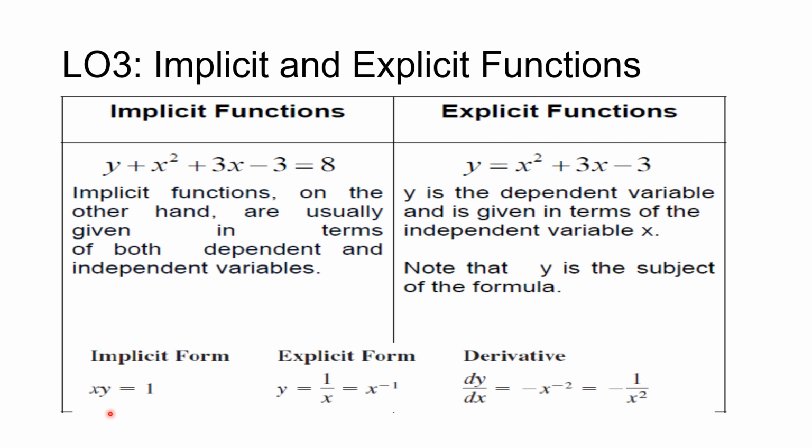For example, xy equals 1 is an implicit form. If you want to make it explicit, you need to get y in terms of x. So y is 1 over x. And this is the derivative, a standard derivative that you have learned in semester 1 and also semester 2. Next, we will look into how to differentiate these implicit functions.